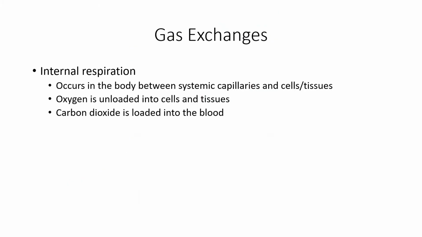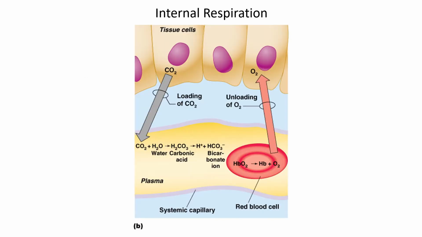Now, internal respiration is also a gas exchange. It's just in a different location. You'll notice this one is between systemic capillaries and cells and tissues. Again, the gas exchange is simply by diffusion. This time, you'll notice oxygen is unloaded into cells and tissues. We're going to use that to make ATP by those mitochondria, while carbon dioxide is loaded into the bloodstream for transport back to the heart.